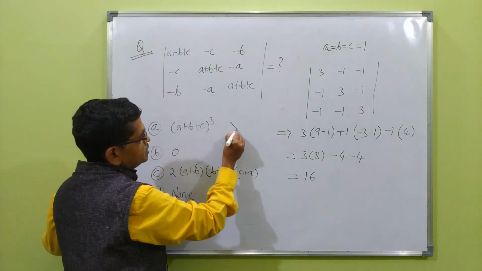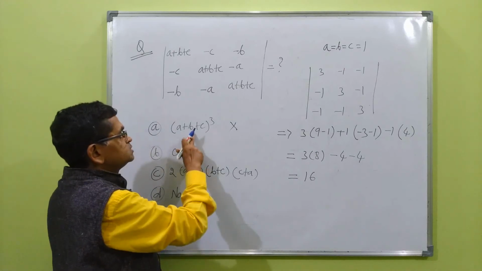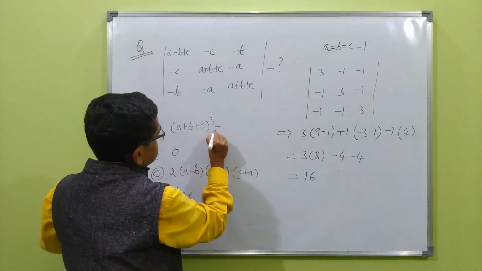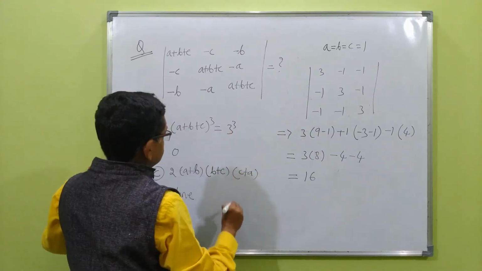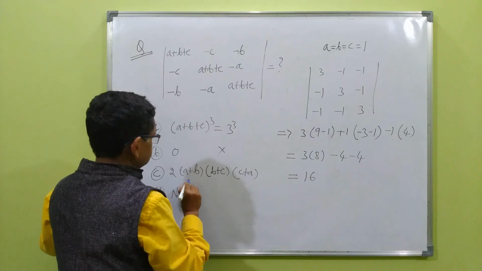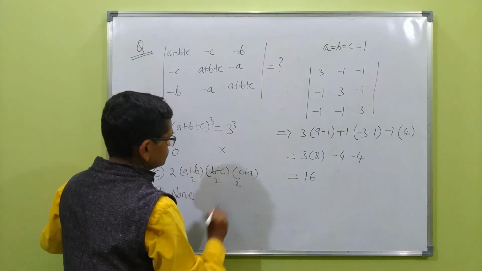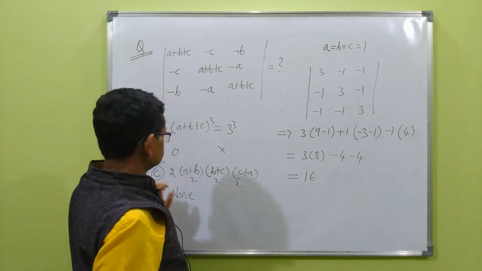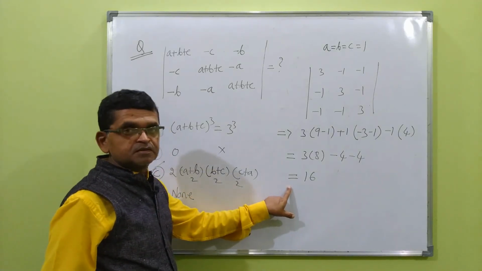So you have to search among these. This cannot be minus 16 because this is 3 cube. This is 3 cube and this cannot be the answer. This is 2 into 2 into 2, so that is 16. So C is the correct answer.